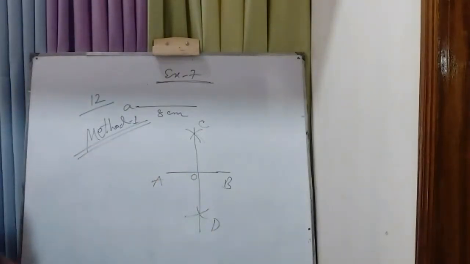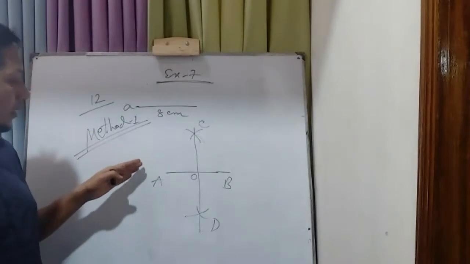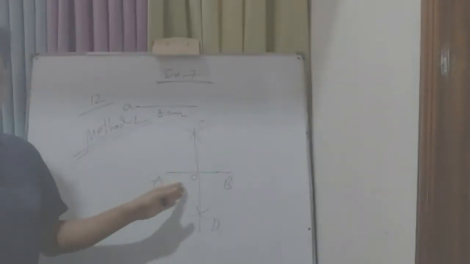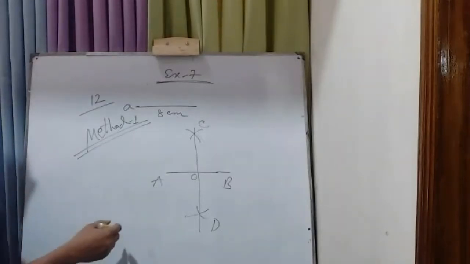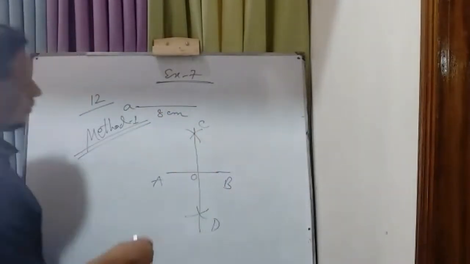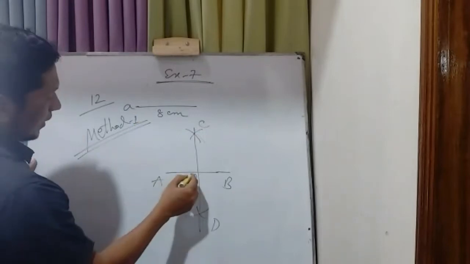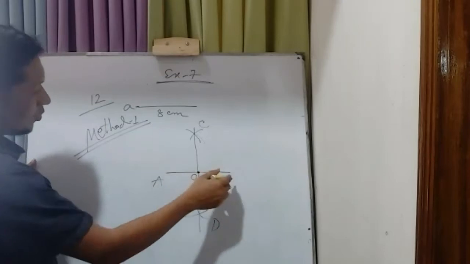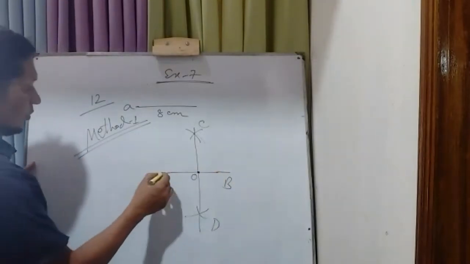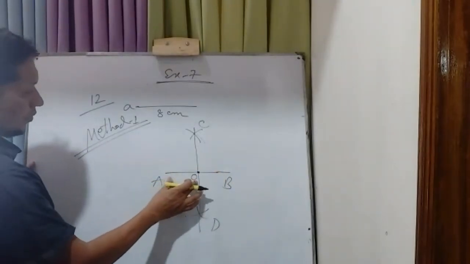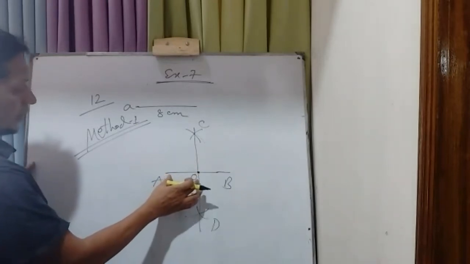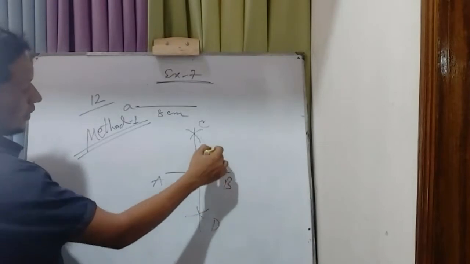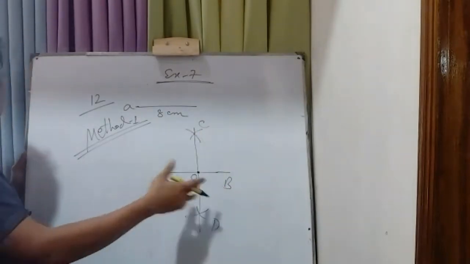Okay, I'm repeating it again. We will bisect AB into 4 equal parts. At first, we bisected AB into 2 equal parts by the point O. That is, we have bisected AB by the line CD, and it meets AB at the point O. So, AB has been bisected into 2 equal parts now. Now, we will bisect AO and OB. If we bisect AO, we will get another line. If we bisect OB, we will get another line. Then 4 parts will be created here.